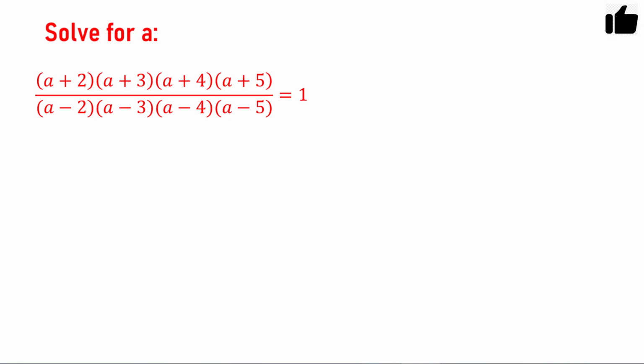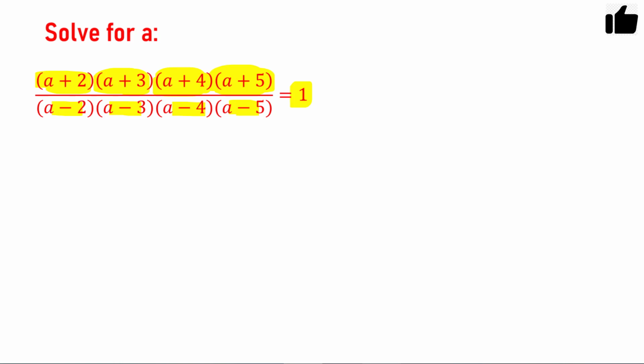Hello friends, in this problem we have to solve for a, and you have been given an equation. In the numerator you have (a plus 2) times (a plus 3) times (a plus 4) times (a plus 5), and a similar term in the denominator. The only difference is that you have a negative sign, and this is equal to 1. So how will you solve this problem?